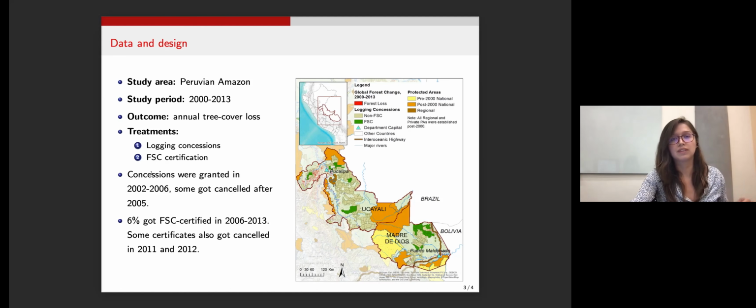Another important thing about the design is that concessions were granted at different points in time between 2002 and 2006, so early in the study period, but some of them got canceled at some point. And then certification, some of these concessions got certified in the second half of the study period, but also some of these certificates got canceled. So this brings challenges.